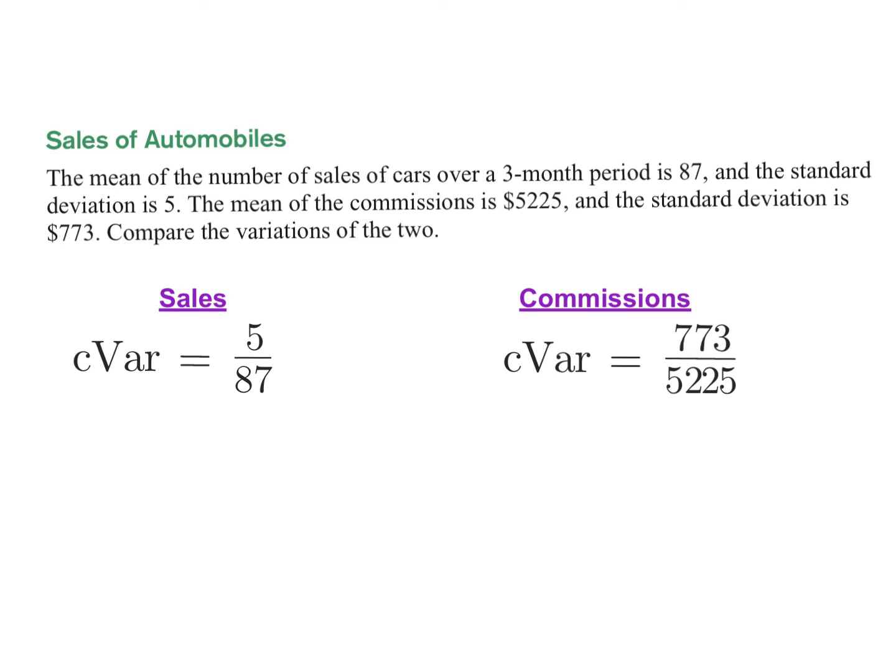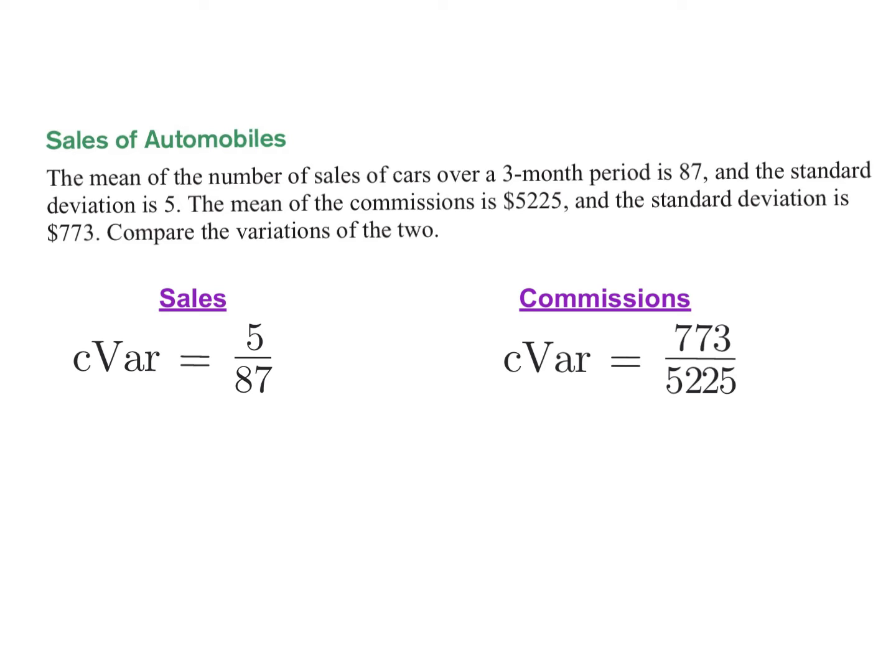For the number of sales of the cars, the coefficient of variation is 5 over 87, because 5 is the standard deviation, 87 is the mean. For the commissions, 773 is the standard deviation, and the mean is 5,225. This should be your setup. Now go ahead and figure out the rest of it, because what form does it have to be in? It has to be in percent. So change those to percents and let's see what we get.